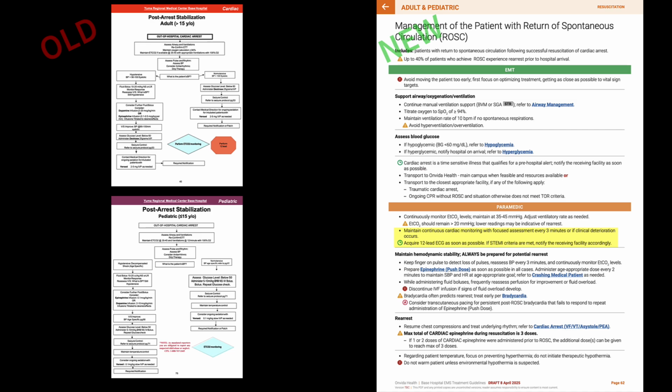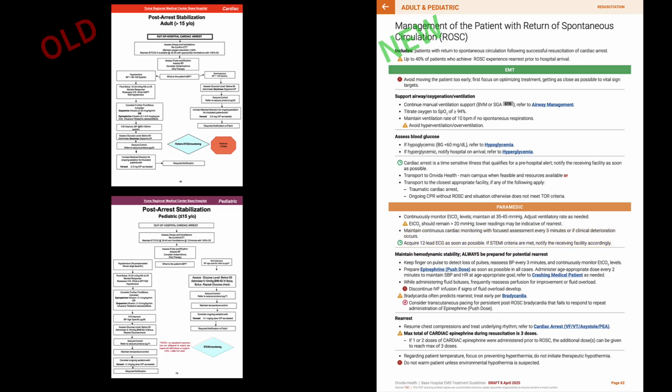In this top area of the paramedics section, we remind you to maintain continuous cardiac monitoring, and we ask that you perform a focused reassessment of all vital signs every 3 minutes or any time you identify clinical deterioration. We have another clock icon statement here, reminding you to acquire and transmit a 12-lead ECG as soon as possible, and please make sure to notify the receiving facility if you identify a STEMI.